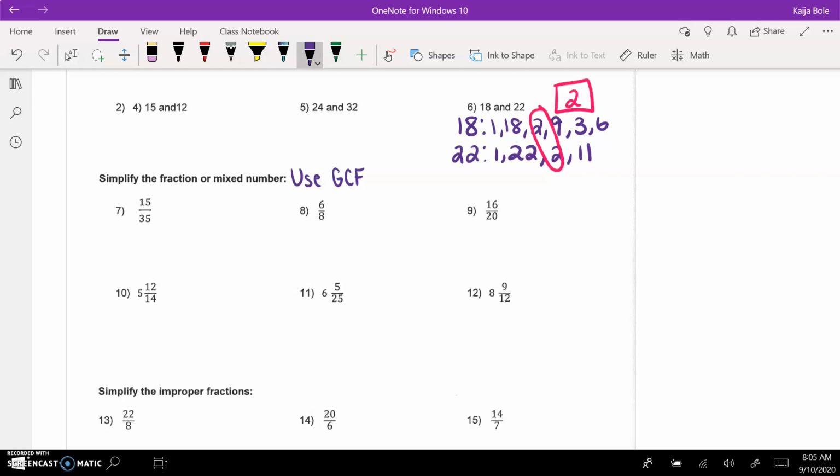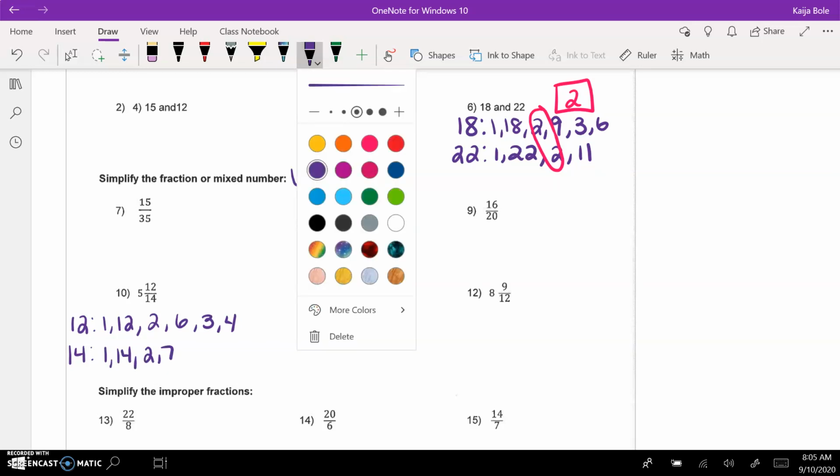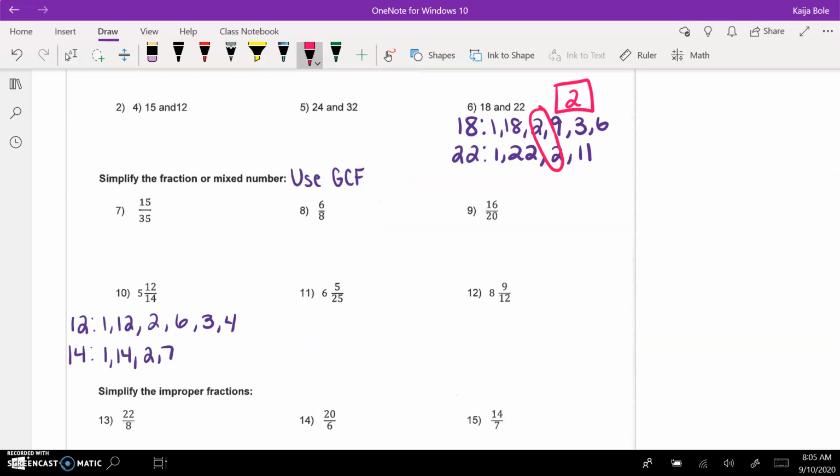So 12. One way would be to list out the factors again. So if I list out the factors of 12 and 14, it'd be 1 and 12, 2 and 6, and then 3 and 4. Then if I list out for 14, it'd be 1 and 14, and 2 and 7. So now the biggest one they share, again here, is 2. So that means I'm going to divide both of them by 2 to simplify.